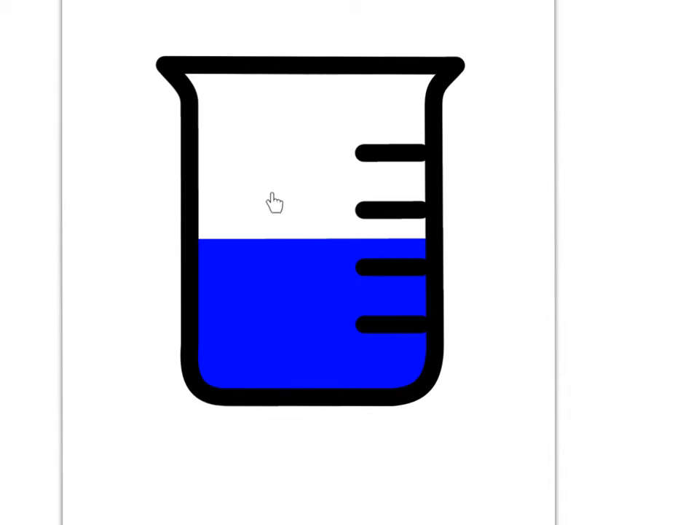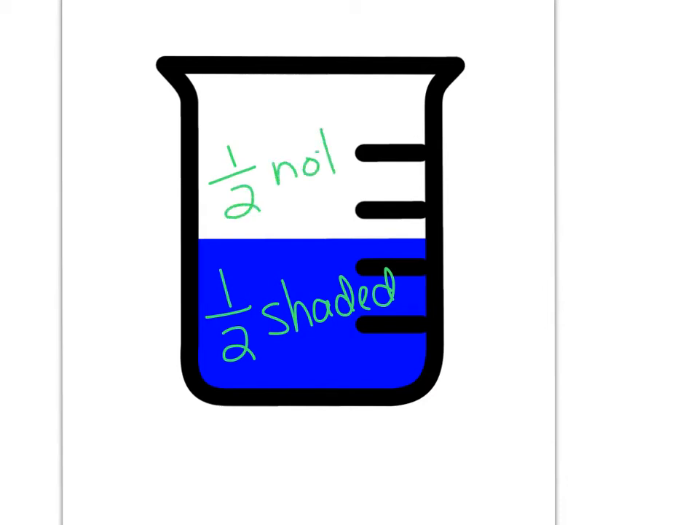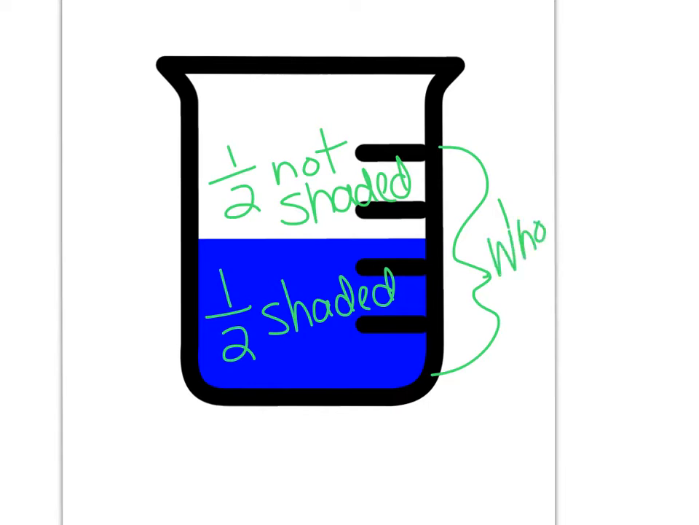Even though parts might not be full or even shaded, they are still parts of a whole. So when I look at this beaker, I can see that 1/2 of the beaker is shaded and 1/2 of the beaker is not shaded. Both of these parts make up one whole. They make up a whole beaker, the shaded and the non-shaded parts.